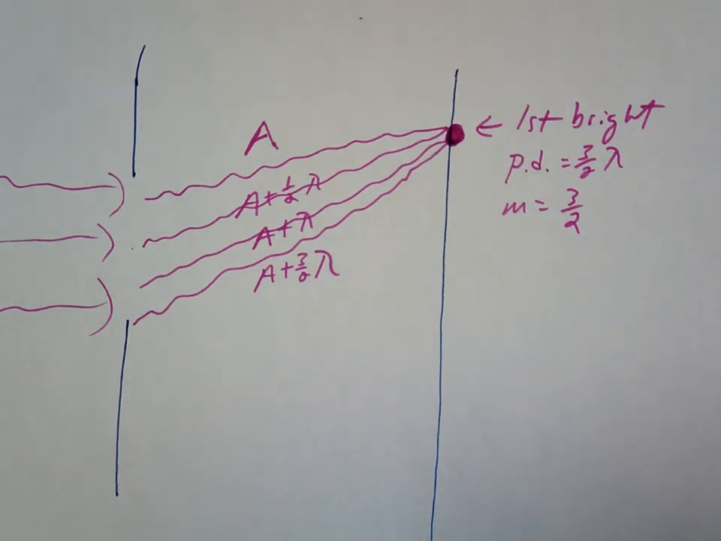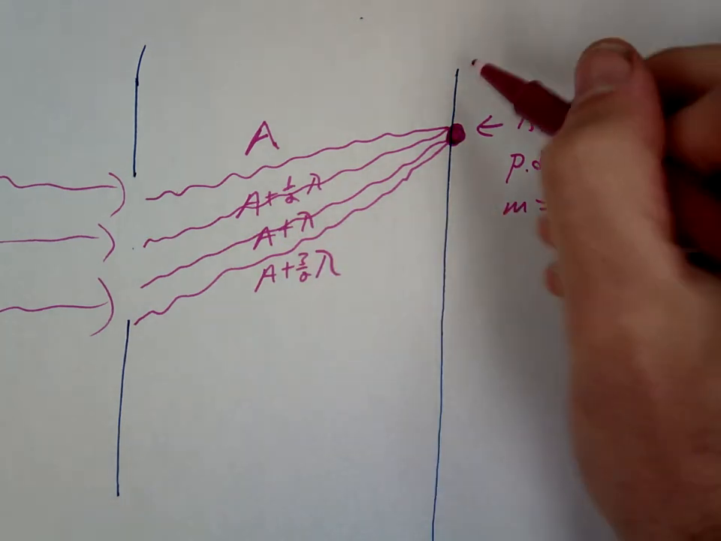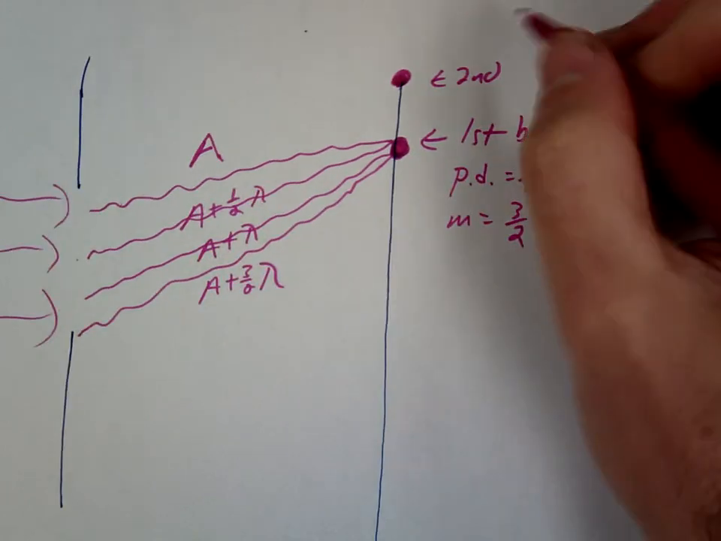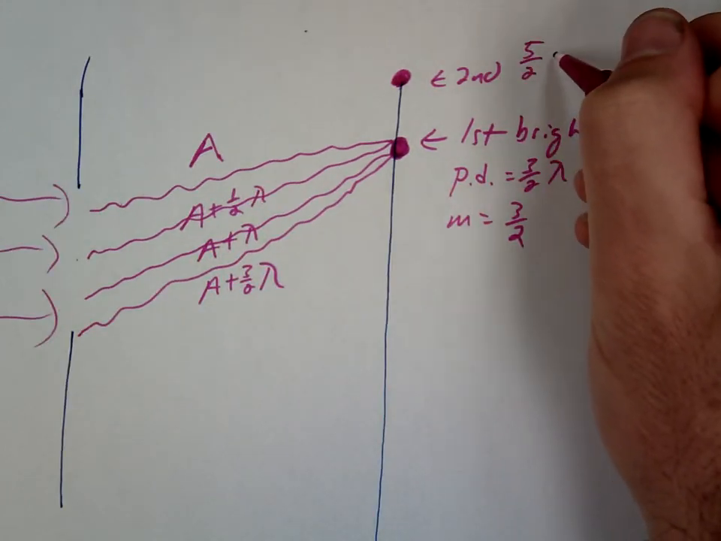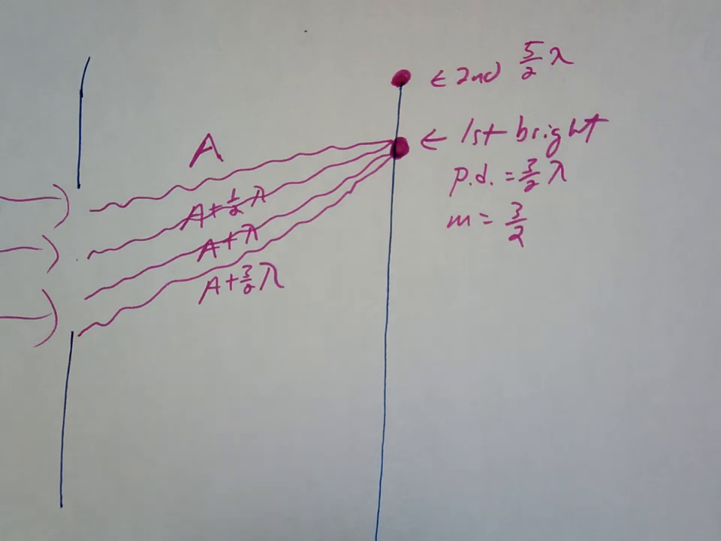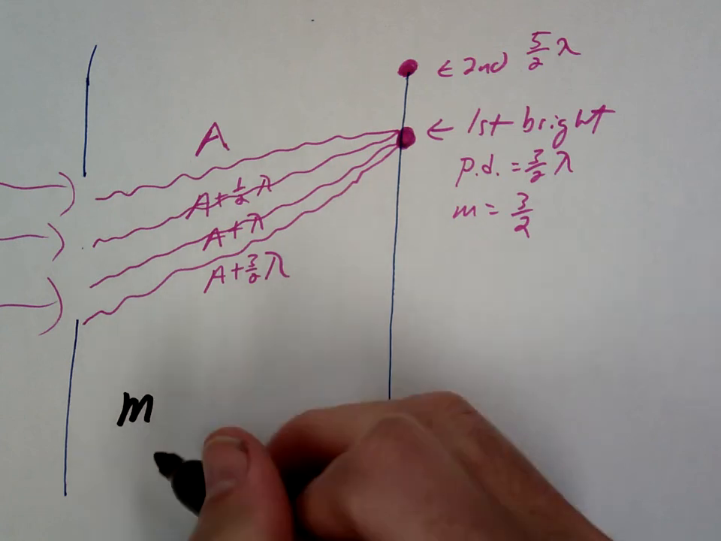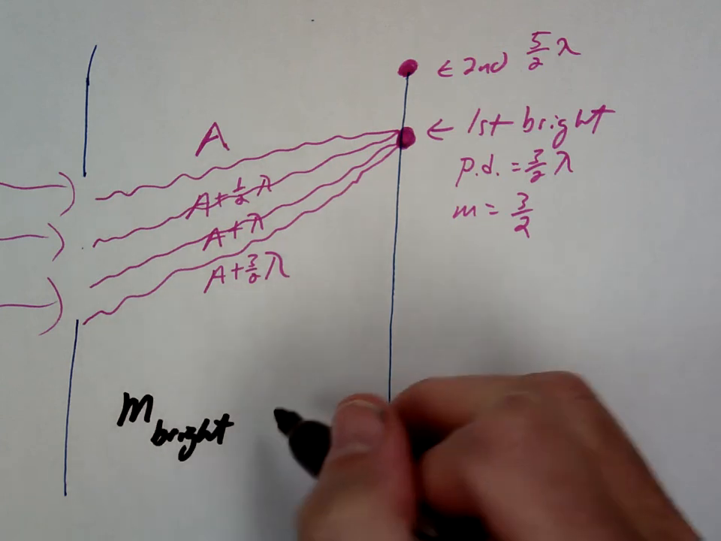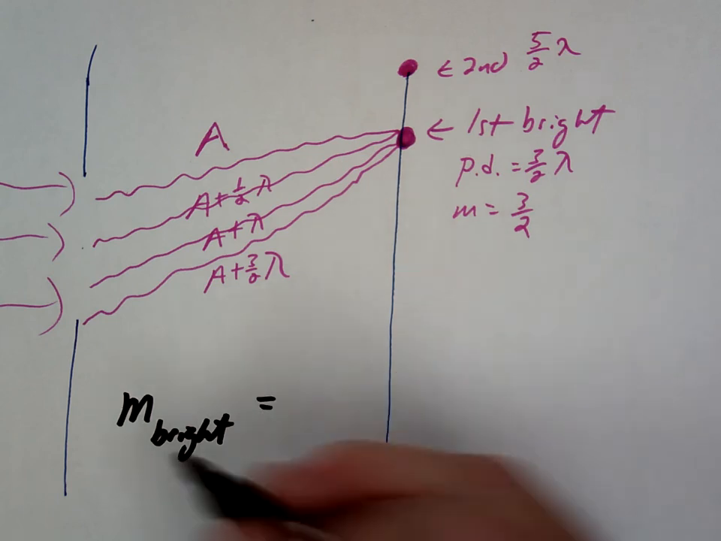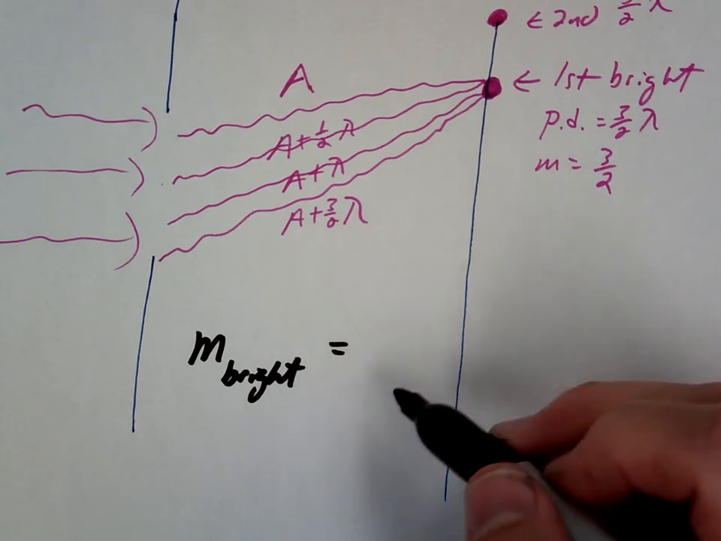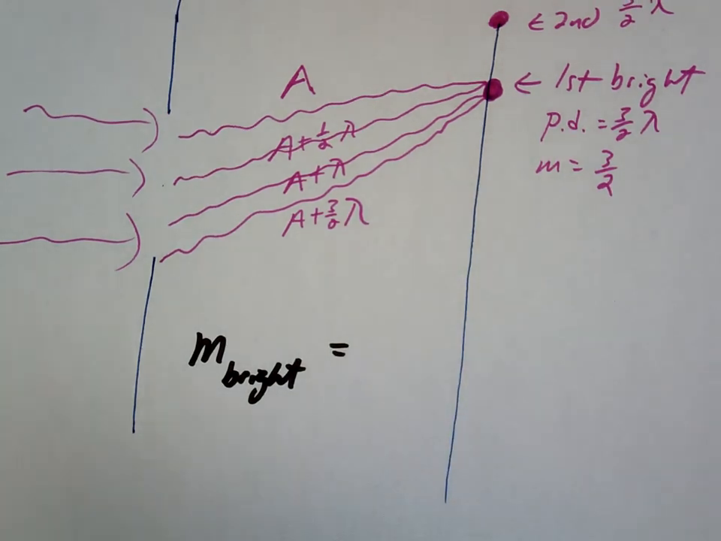All right? So without doing it, can you predict where the second bright's going to be? 5 halves, yeah. Then 7 halves, and so forth and so on. All right? So if we were to summarize, the equations are going to be the same. What's our M's going to be for bright? The halves. For M brights for the single slit: 0, 1 half. Okay, so the very first one would be 0, just because it's the central bright spot.